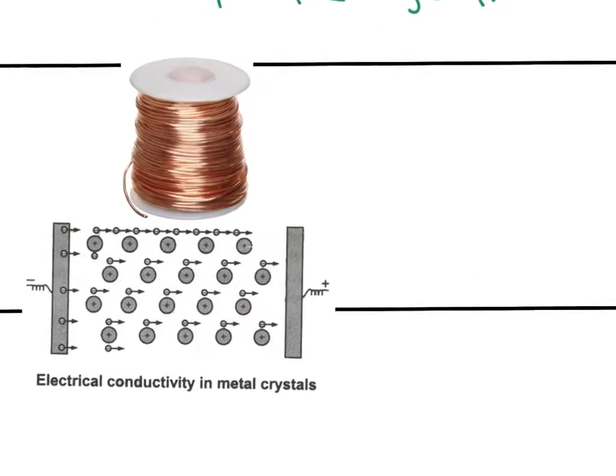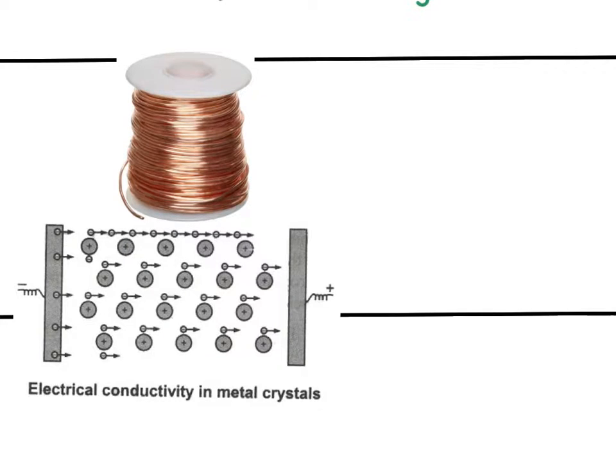So here we have a picture of copper wire blown up, and down here is what the copper wire would look like at the atomic level. Now all these little things with arrows are representing electrons, so you can see that because there are electrons in the copper, it can conduct electricity very well.